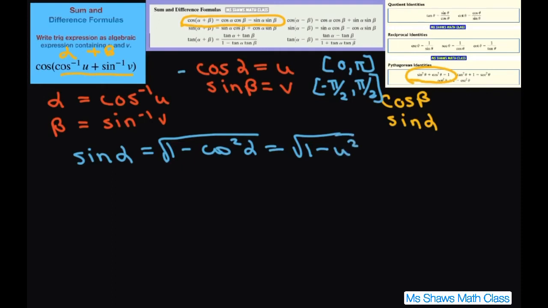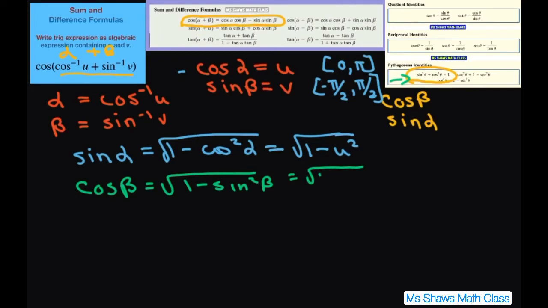All right, and then for cosine of beta that we're missing, this would be square root of 1 minus sine squared of beta. Remember, this is just the Pythagorean identity, and you take the square root of both sides. So this is going to be square root of 1 minus v squared. So now we have our sine of alpha, cosine of beta, and cosine of alpha and sine of beta.